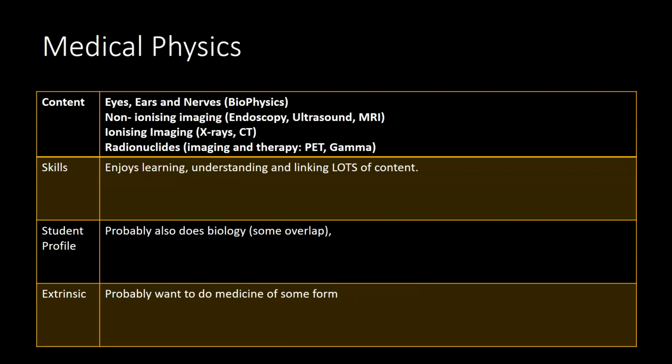Medical, lots of content here. This is probably the most content heavy. There is a smidge of maths still in it actually, but generally speaking it's lots and lots and lots of learning. Fortunately, the underlying concepts do reoccur throughout, so it's not as bad as it looks. The basic gist is what's the physics of the biological systems in the body? Eyes, ears and nerves.